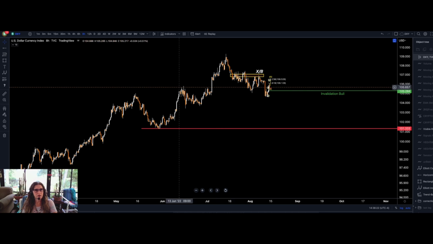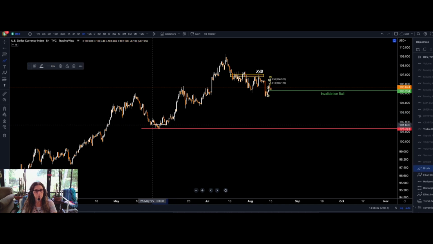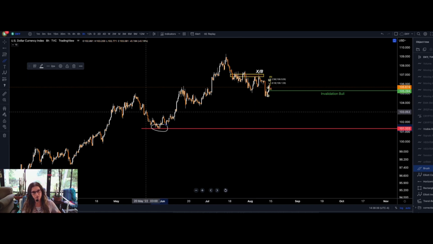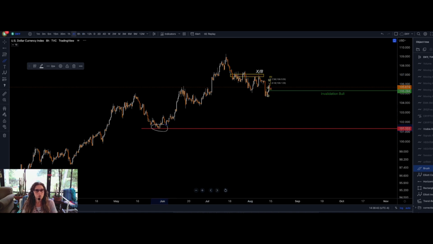All right, let's take a look at the DXY. So the DXY, we are assuming that we are in a higher degree 4th wave. If we are, probability-wise, we cannot break the red line, because a higher degree fourth will not break a prior degree fourth. Okay. Let's go down a little lower here.